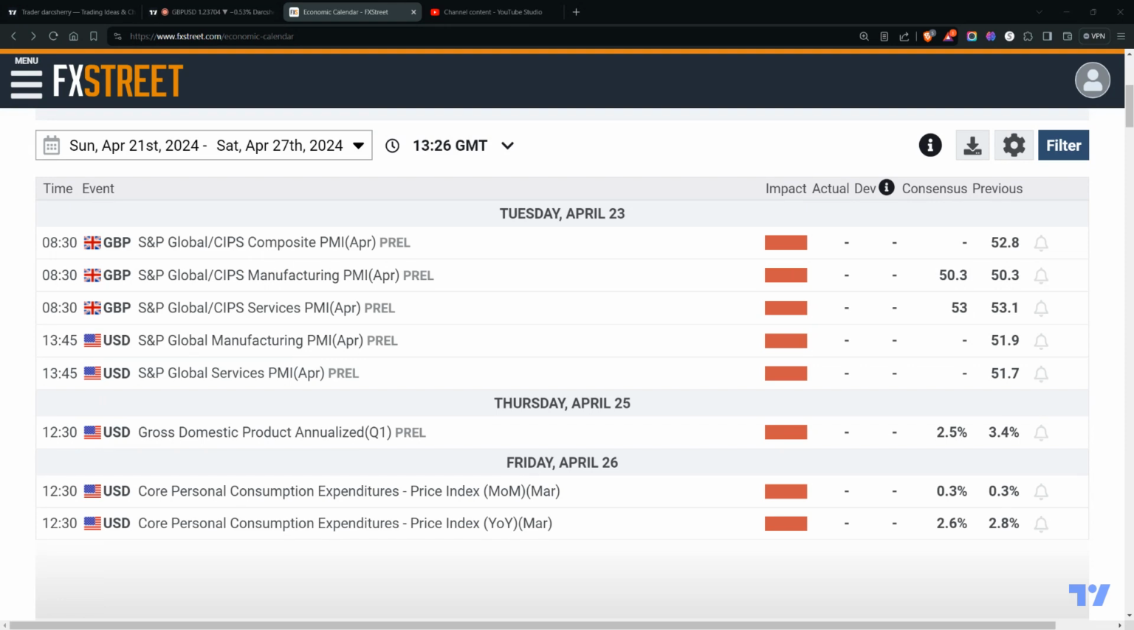Then on Thursday, we will be looking at the gross domestic product annualized for quarter one. This event here is a key economic indicator representing the annualized percentage change in the United States economic performance, hereby revealing to us the total value of all goods and services produced within the US border. Now, finally, for this week is on Friday, April 26th, we will be looking at the Core Personal Consumption Expenditure Price Index, which measures the average change over time in the prices paid by consumers for goods and services. So, these are the high impactful events we shall be looking at for this week.